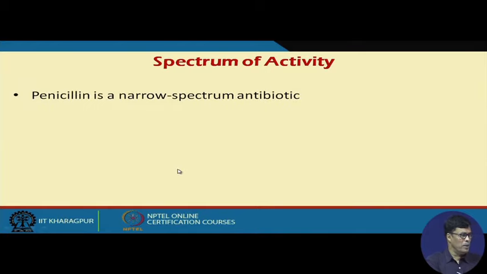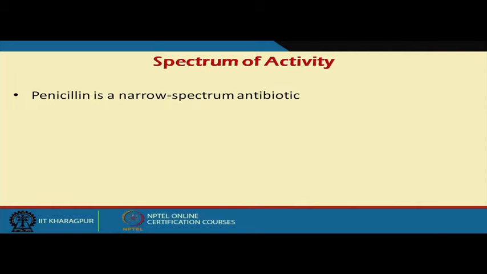Now, the spectrum of activity of penicillin. Penicillin is considered a narrow spectrum antibiotic. You know that antibiotics are of two types. One is narrow spectrum, another is wide spectrum antibiotics. Narrow spectrum antibiotics means they are very specific against particular bacterial species, and wide spectrum antibiotics means they can act against different types of bacteria.